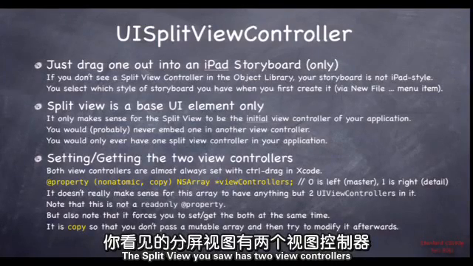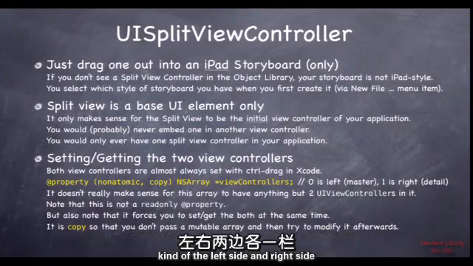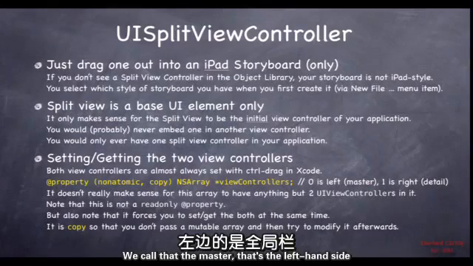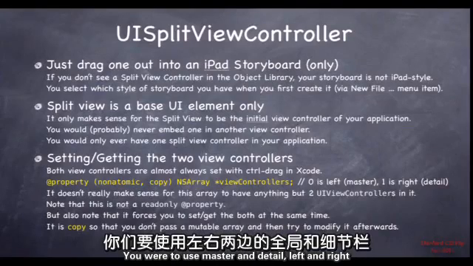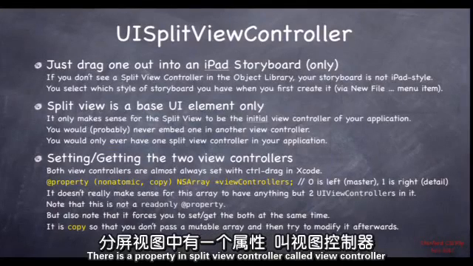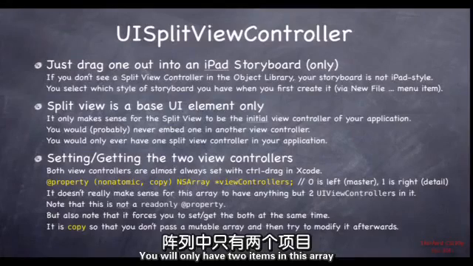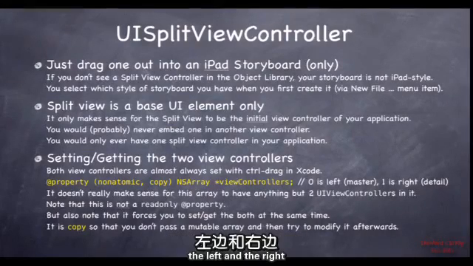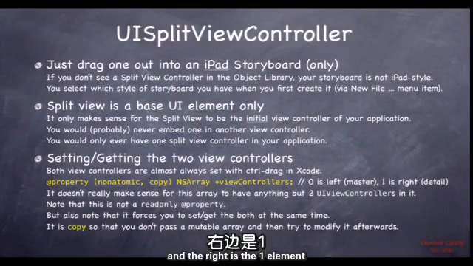The split view, as you saw, had 2 view controllers, kind of a left side and a right side. We call that the master, that's the left-hand side, and the detail, which is the right-hand side. That's just words we use, master and detail, left and right. You get and set these 2 things super simply. There's a property in split view controller called view controllers. It's an array. You would only ever have 2 items in this array, the left and the right. The left is the 0th element, and the right is the 1th element, the first element.